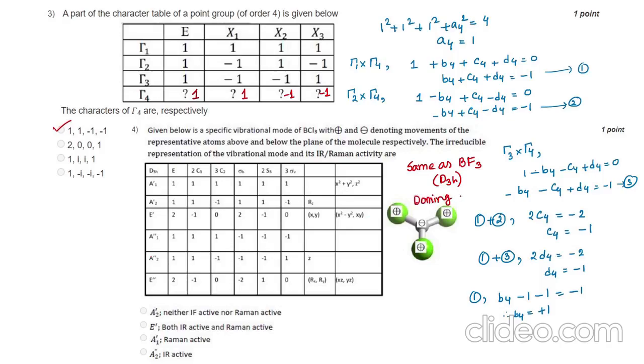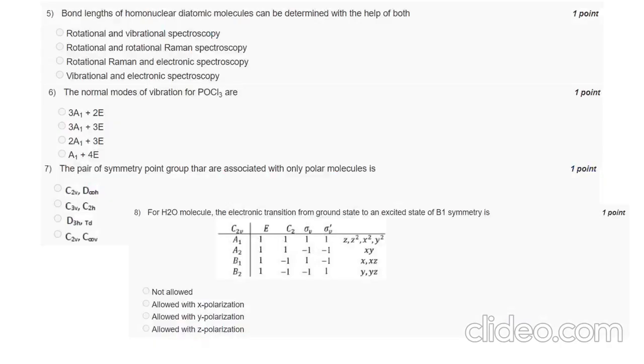So if you remember, this is the doming motion, right? And we have just solved that this belongs to A2 double dash symmetry. And if you see, A2 double dash has Z in it, so it is IR active, and that too Z polarized. Just look at our previous solve, what we have solved, and you will get your answer.